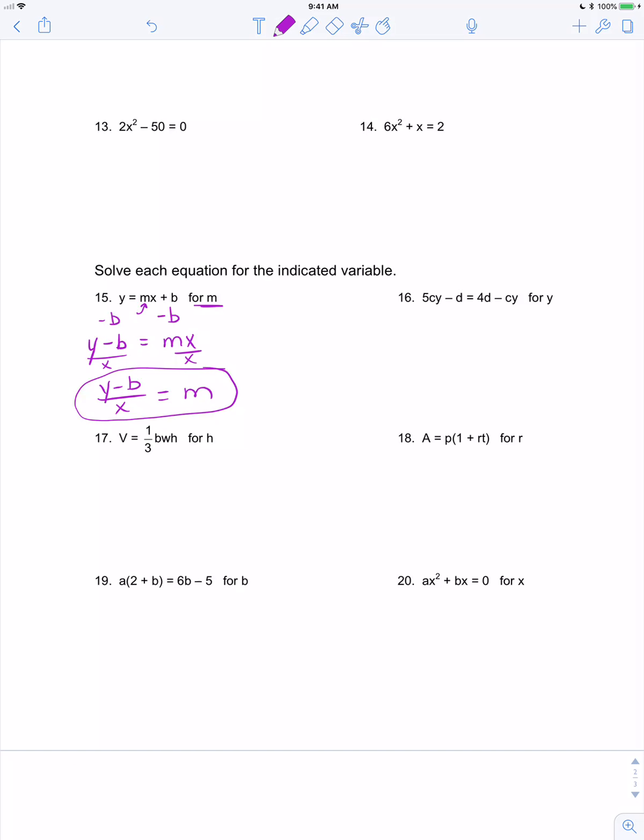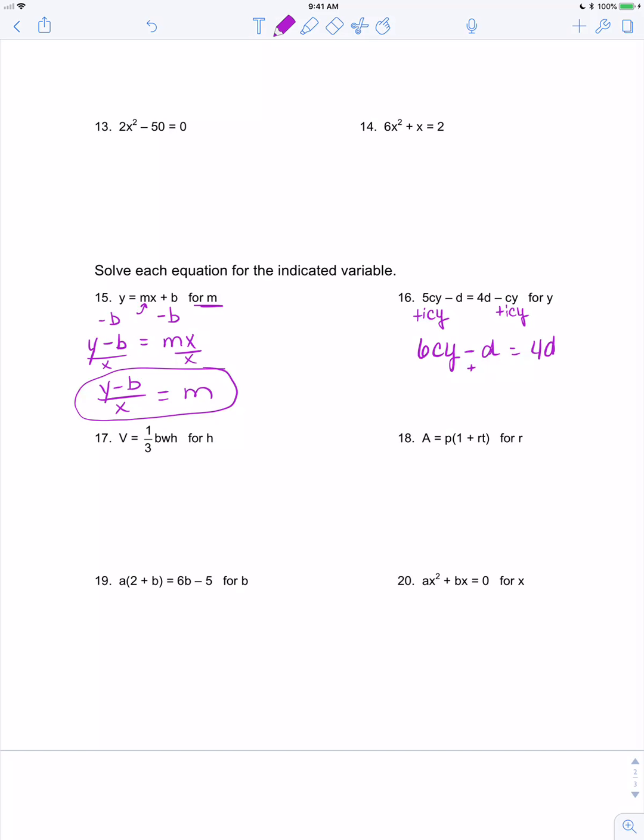So these aren't too bad. Let me do one more for you here. Or let's look at 16, because we've got 5cy minus d is equal to 4d minus cy. If I add cy to both sides, trying to get those y's together, this is actually a like term because they both have cy's to them. And remember that this one just has that imaginary 1 in front of it. So 5cy plus 1cy gives us 6cy minus d is equal to 4d.